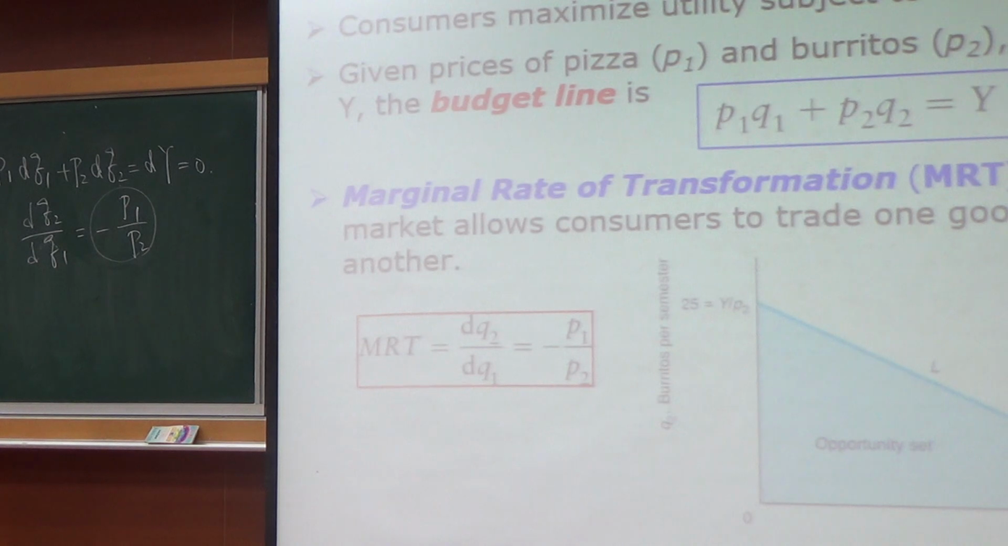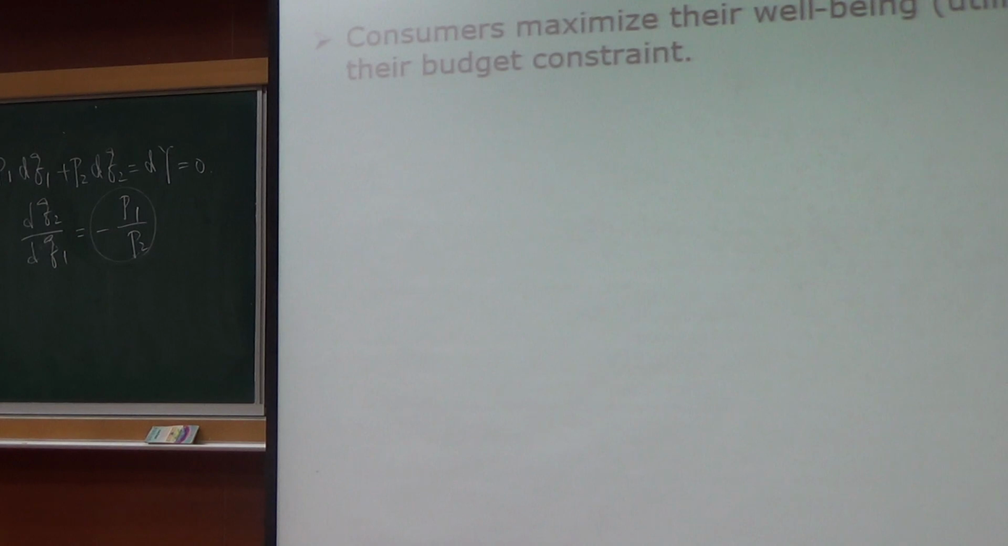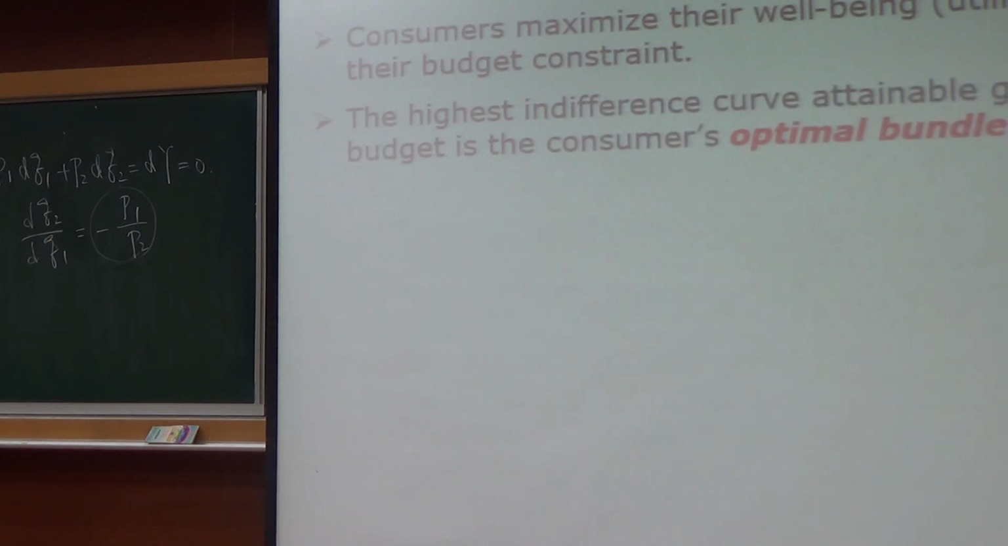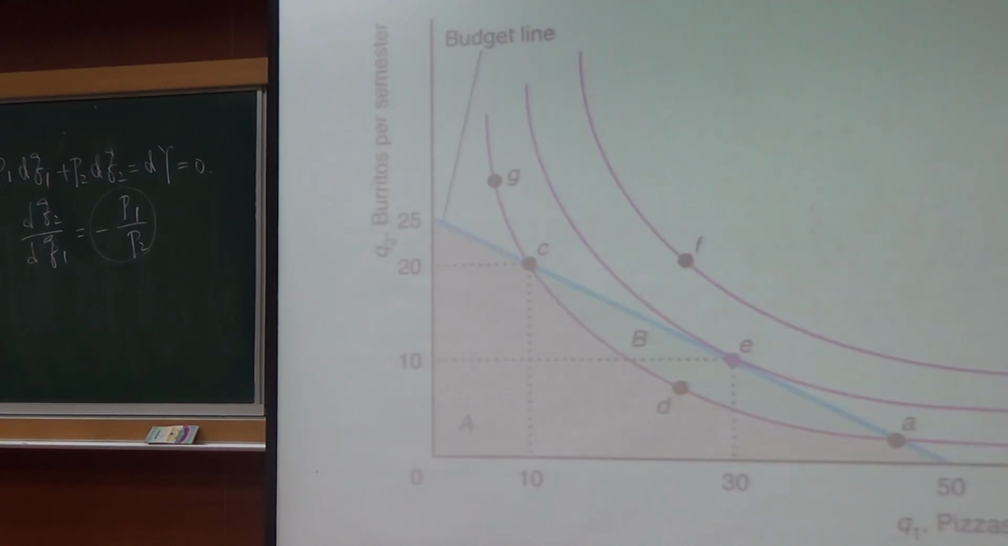So far we have already introduced something about preference, indifference curves, and something about the budget constraint. And next, I'm telling you something about optimization. So consumers maximize their well-being or utility or happiness subject to their budget constraint. The highest indifference curve attainable, that we can reach, given the budget, is the consumer's optimal bundle. Okay, let's have a look at this, and then we will go back to the previous slide.